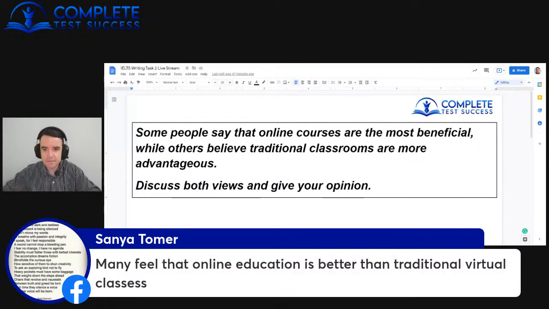Any, Sanya, many, some. Many doesn't have the same meaning as some. So let's just say some feel that online education is better than traditional virtual classes. No, virtual would mean online as well, so that virtual doesn't work. Virtual is wrong. Better than traditional classes would have been okay. So many feel that online education is better, or some feel that online education is better than traditional classes.